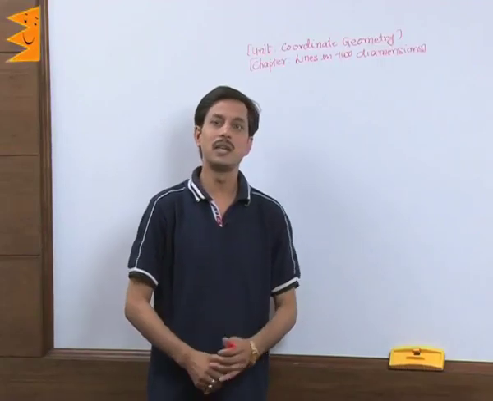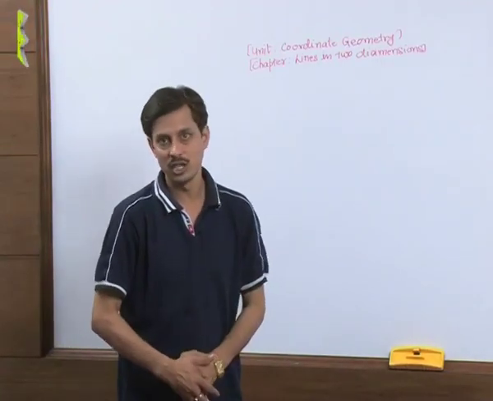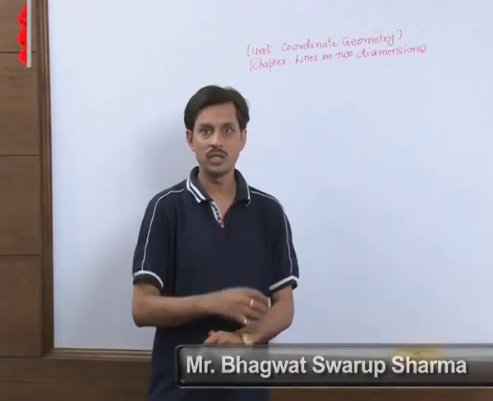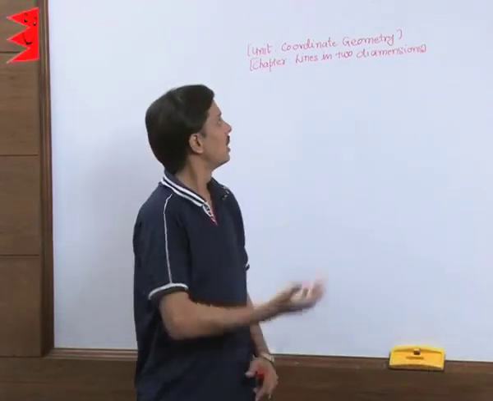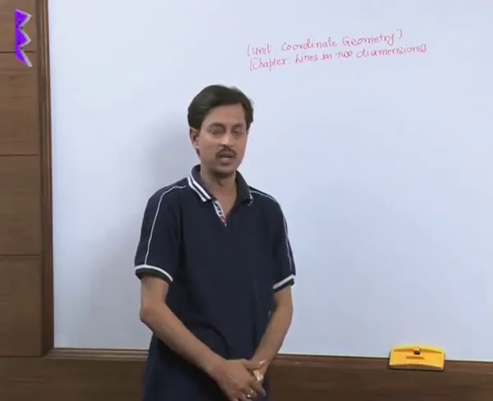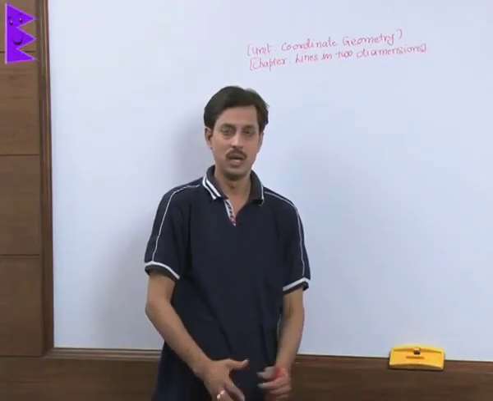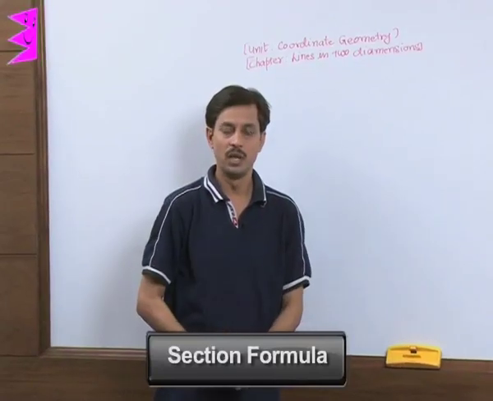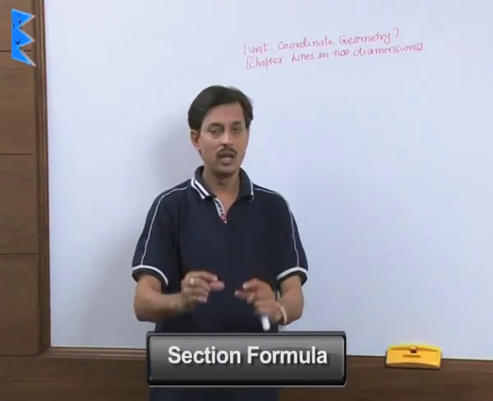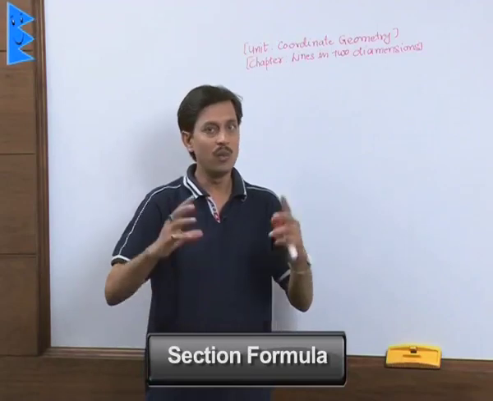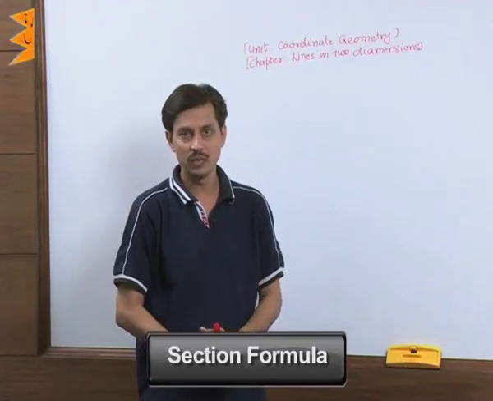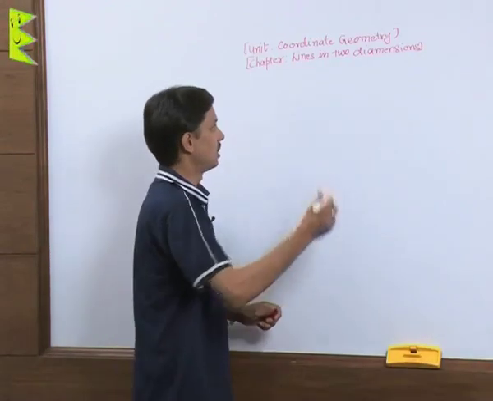Now after discussing a lot about the distance formula and its application, which is the first thing to understand the concept of coordinate geometry, that is lines in 2 dimensions, now we are proceeding toward the section formula. What is this section formula, how does it come, and what are its uses? These are the 3 things to be discussed in this.